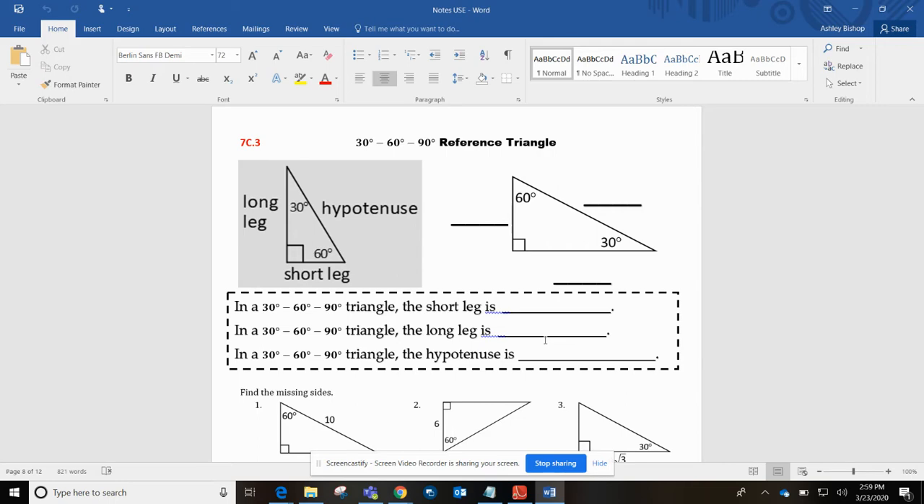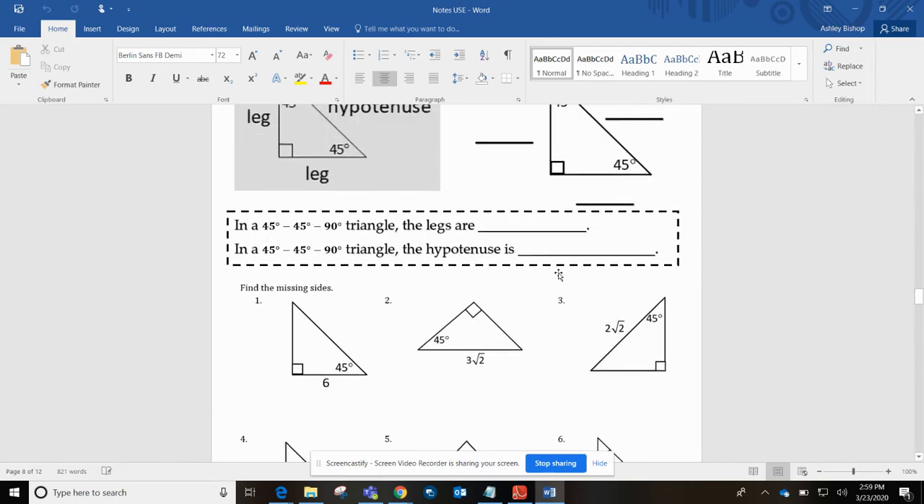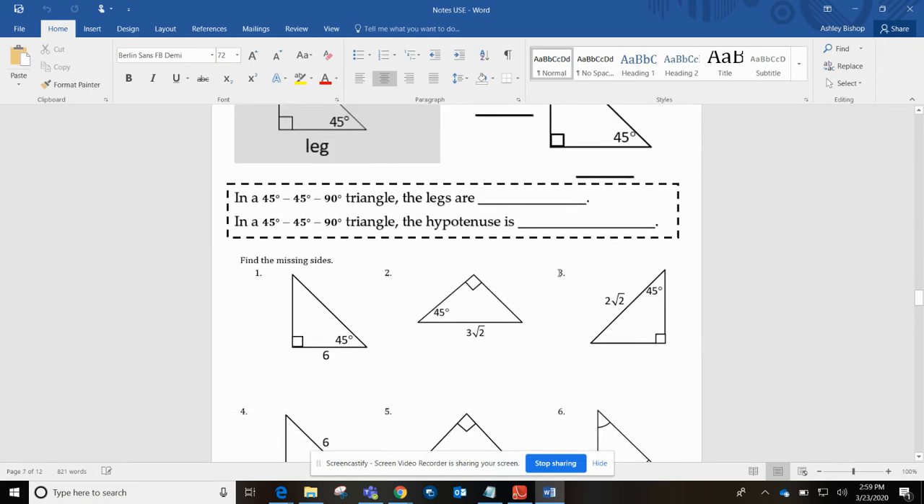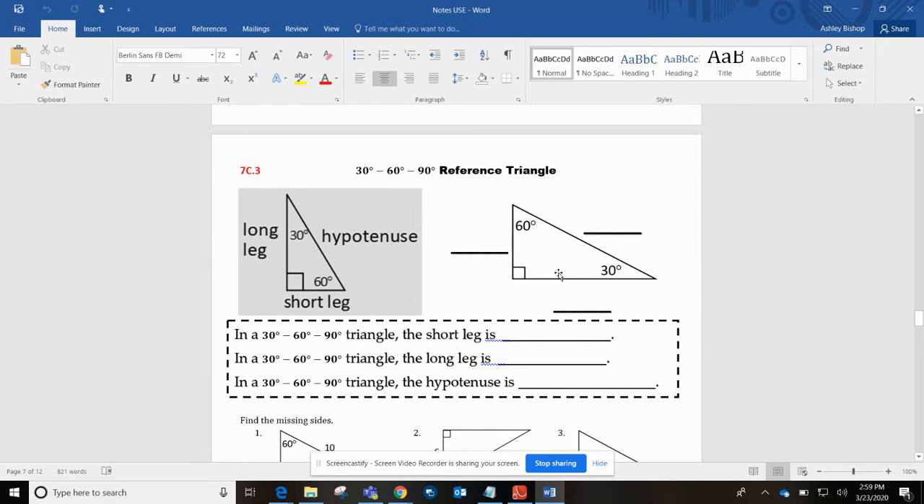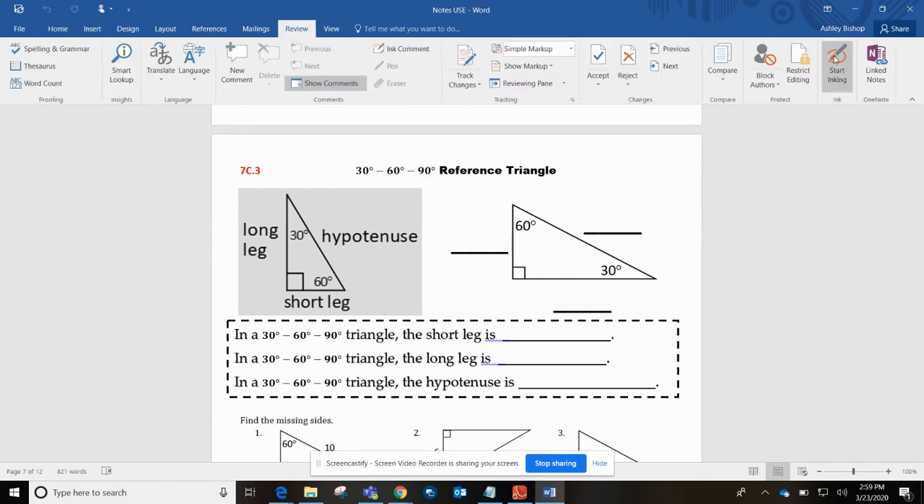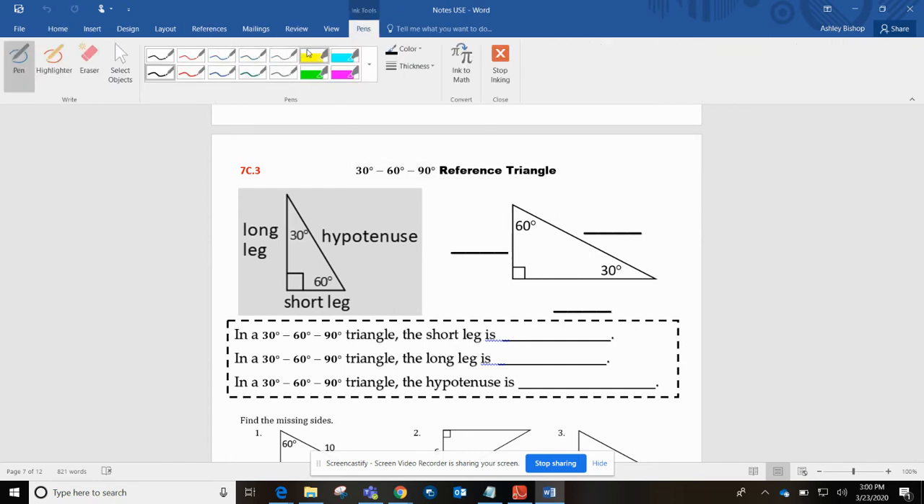But I wanted to go ahead and move on in the notes. At this point, you should have had this page filled out. We did 45, 45, 90 special right triangles. And the other case that we are going to run into is 30, 60, 90 right triangles. 30, 60, 90, this refers to the name of the measures of the angles in the triangle.